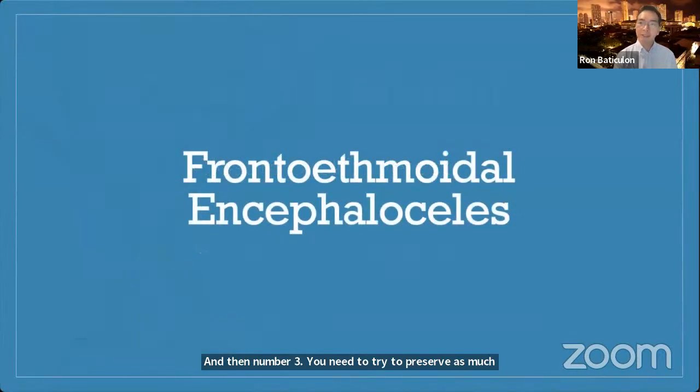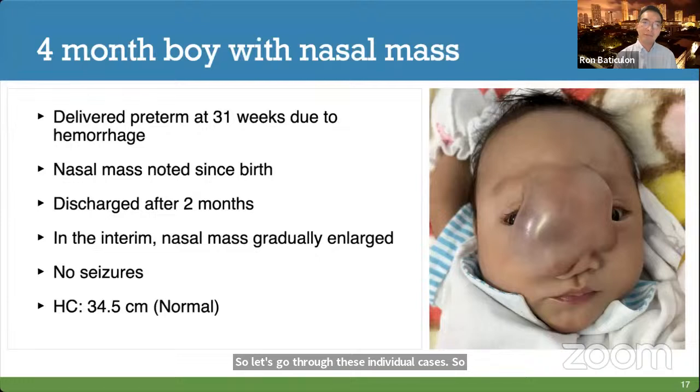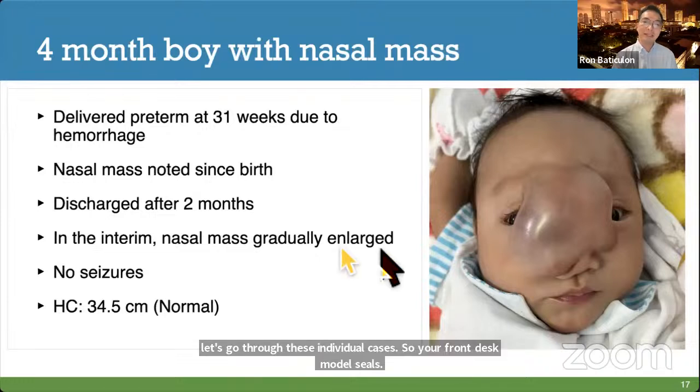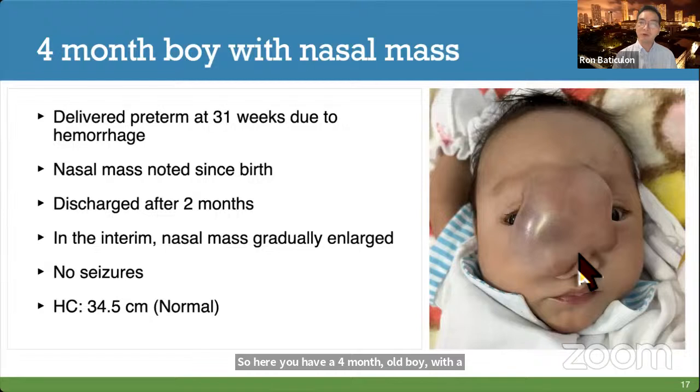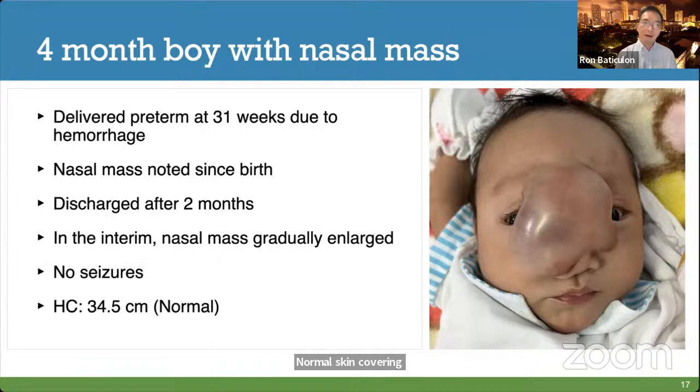So let's go through these individual cases. Your frontoethmoidal encephalocele: here you have a 4-month-old boy with a nasal mass. Again, you can see it's normal skin covering. He was delivered preterm at 31 weeks, and the nasal mass has been noted since birth. He was discharged after 2 months. In the interim, the nasal mass gradually enlarged. Head circumference was within normal limits.